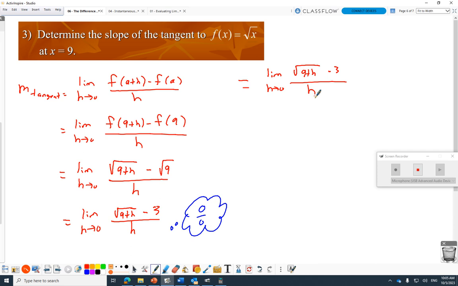Anyways, conjugate root 9 plus h. Sorry, my writing. This active board. You see what it does over there? It can't even do straight lines anymore.